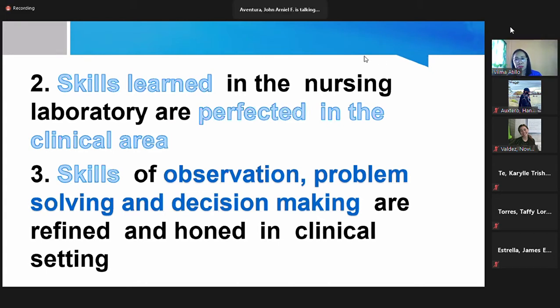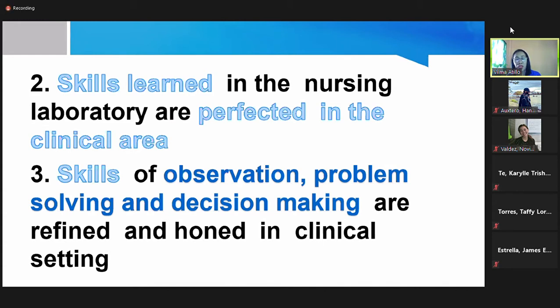So, skills learned in the nursing laboratory are perfected in the clinical area. Number 3, skills of observation, problem solving, and decision making are refined and honed in clinical setting. Thank you. So the skills that you have learned, that is why you have your classroom setting Funda RLE, which is also a laboratory that will help you to develop your skills so that by the time you will arrive in the ward, you know already how to do it.